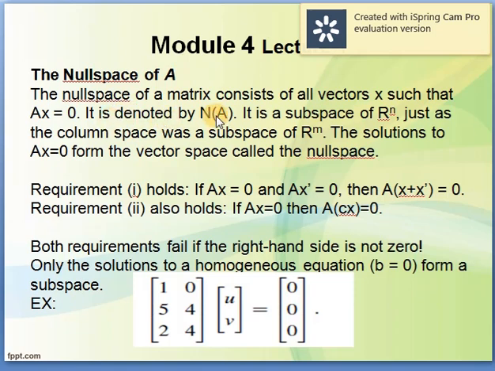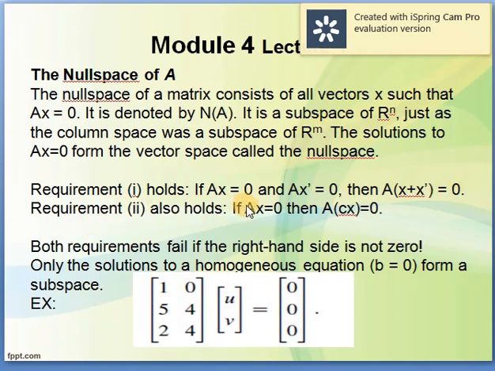The null space of A is represented by N(A), and it is the set of solutions which give Ax equal to 0. The solutions to Ax equal to 0 form a vector space called the null space. The requirements for the null space are: if Ax is equal to 0 and Ax dash is equal to 0, then A of x plus x dash is equal to 0.